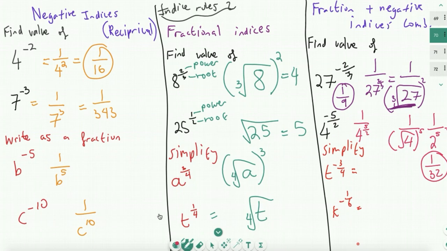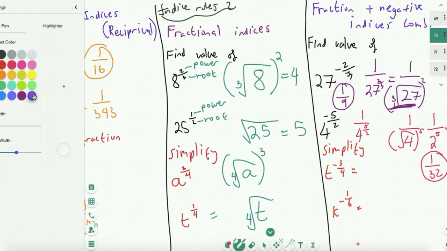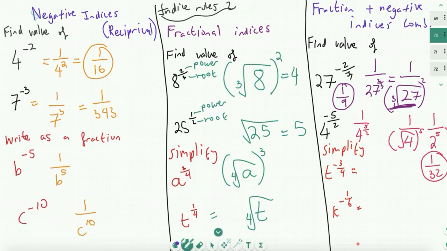Next, let's make it algebraic again. So simplify t to the power of negative 3 over 4. So I have a negative indice. So well, t is t over 1. Negative means inverse, so 1 over t to the power of 3/4. So you can leave your answer like this, or you can leave it like this: 1 over t rooted by 4 to the power of 3.